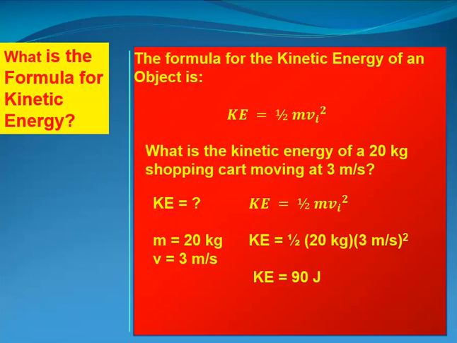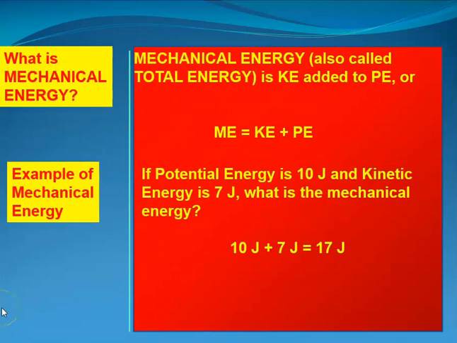joules of kinetic energy. Mechanical energy, also called total energy, is kinetic energy added to potential energy, or Me equals Ke plus Pe. If potential energy is 10 joules and kinetic energy is 7 joules, what is the mechanical energy? Simply 10 plus 7 equals 17 joules.